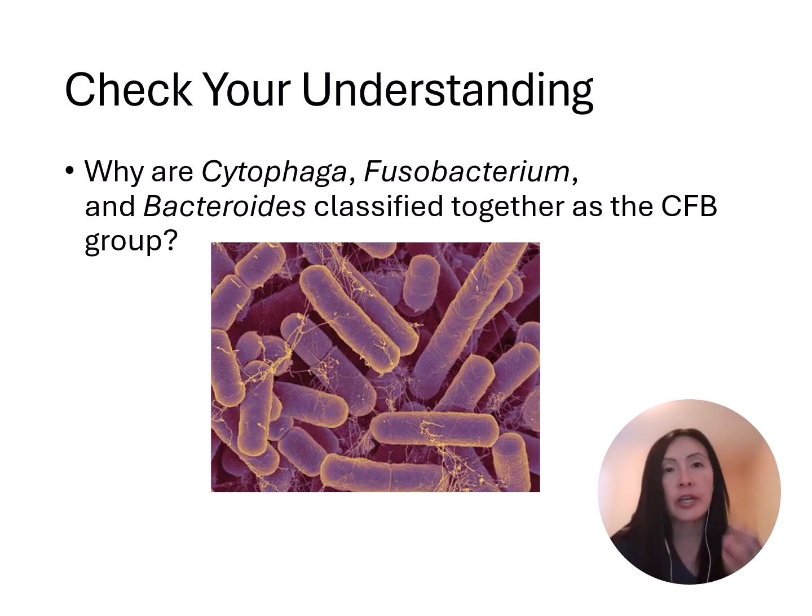For the CFB checkpoint, Cytophaga, Fusobacterium, and Bacteroides are in this group because even though they have different phylogenies, they're phylogenetically different or diverse, they do share similarities in their DNA nucleotide sequences. They're also all gram-negative, they're all rod-shaped, they're anaerobic, and they're adapted to those environments I mentioned, the gut, the gums, and the rumen, and they play key roles as fermenters.